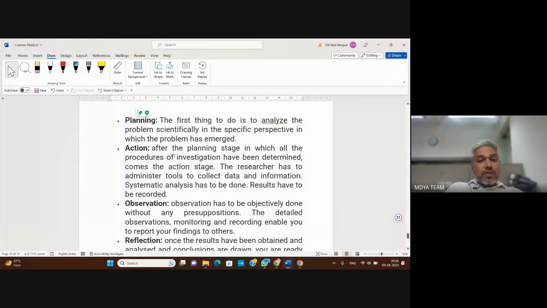Next is action. After the planning stage, in which all the procedures of investigation have been determined, comes the action stage. The researcher has to administer tools to collect data and information. Systematic analysis has to be done. Results have to be recorded. This is what comes under action.